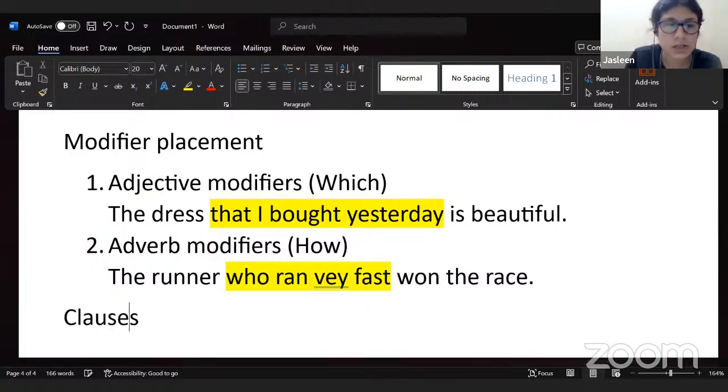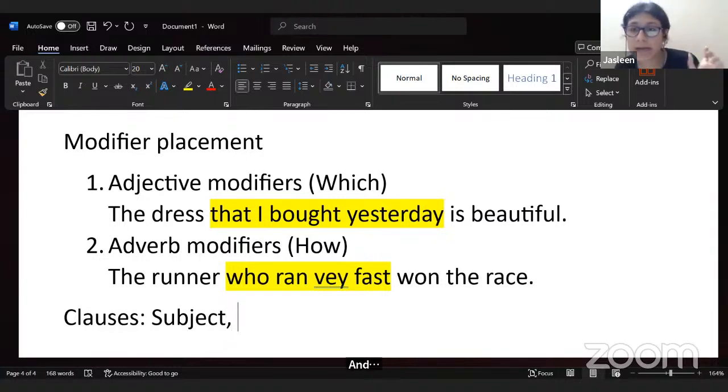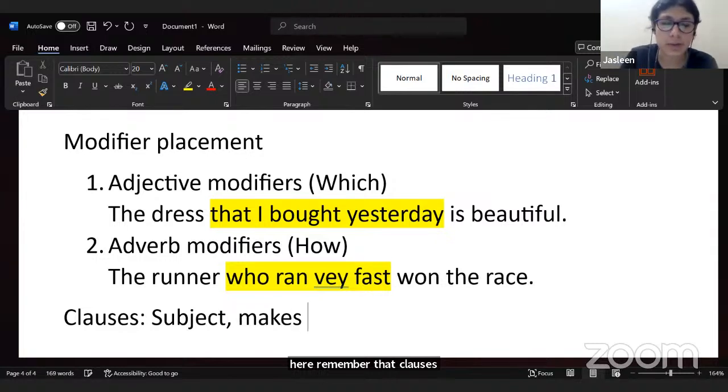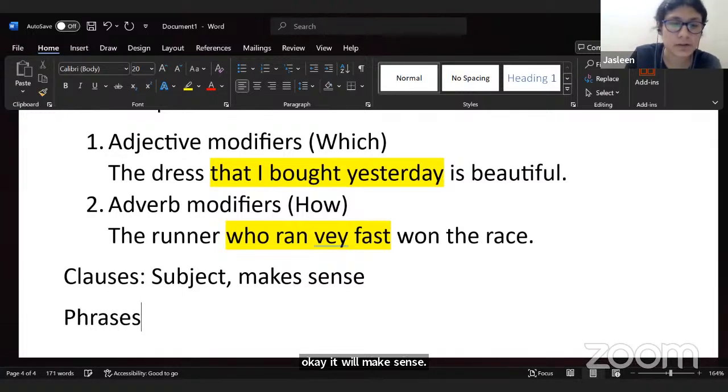So the clauses, they will have a subject and it will make sense. Here, remember that clauses can be dependent or independent. Okay? It will make sense. But if you look at phrases, they will have no subject. And again, they would be meaningless.